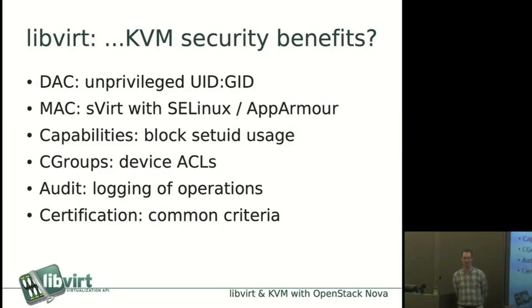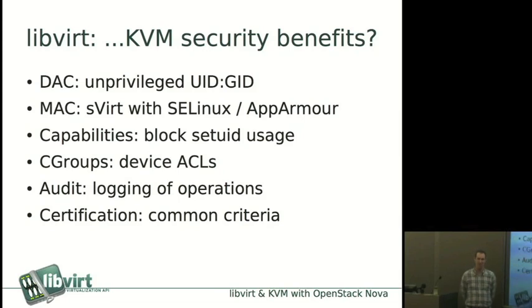Capabilities. This is kind of a low-level kernel feature which most people don't know about or care about, but basically what it boils down to is we set up the Linux capabilities so that the QEMU processes have no ability to run setuid programs. So even if there was a failure in SELinux and a failure in QEMU, and they tried to somehow launch a setuid program to gain privileges, they wouldn't be able to do that.